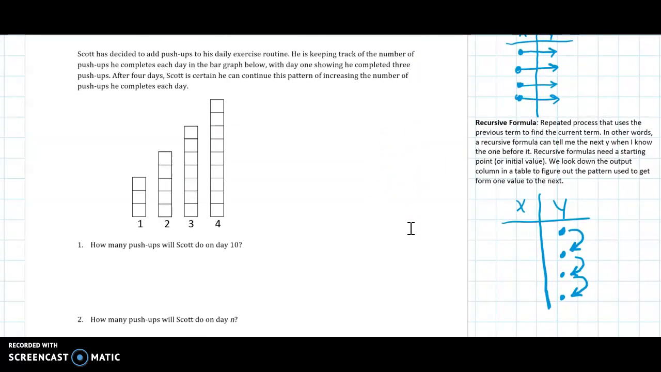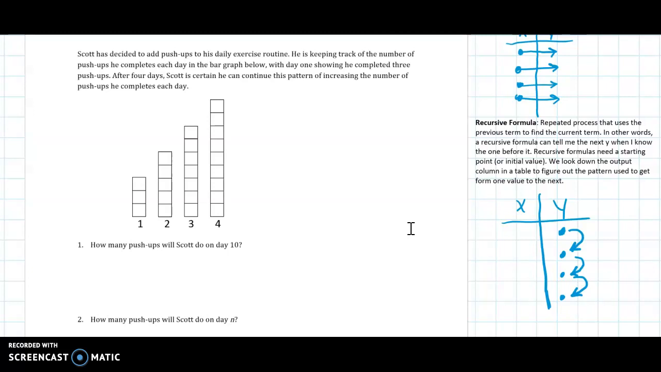Scott has decided to add push-ups to his daily exercise routine. He is keeping track of the number of push-ups he completes each day in the bar graph below, with day 1 showing he completed 3 push-ups. After 4 days, Scott is certain he can continue this pattern of increasing the number of push-ups he completes each day.